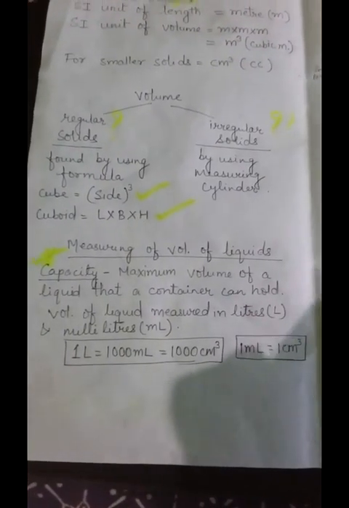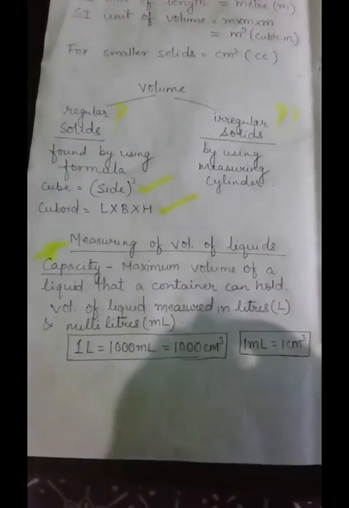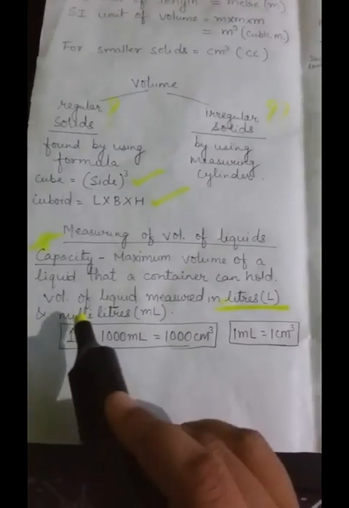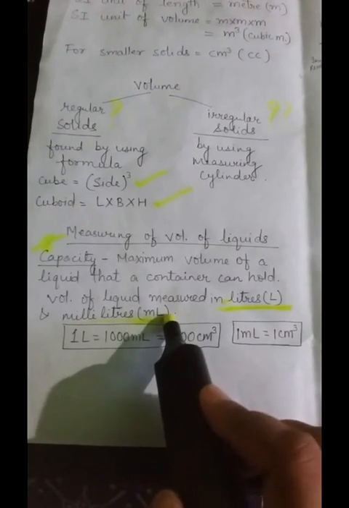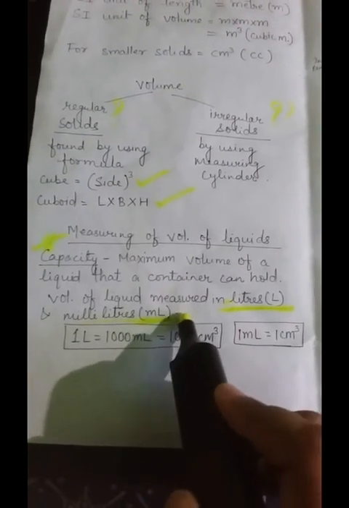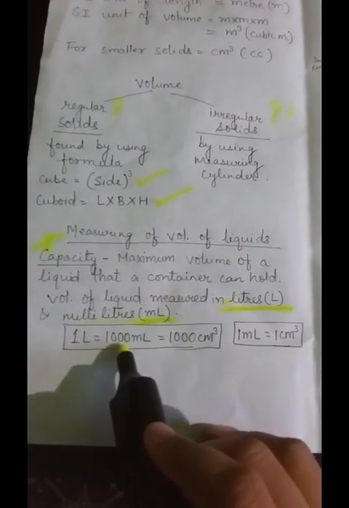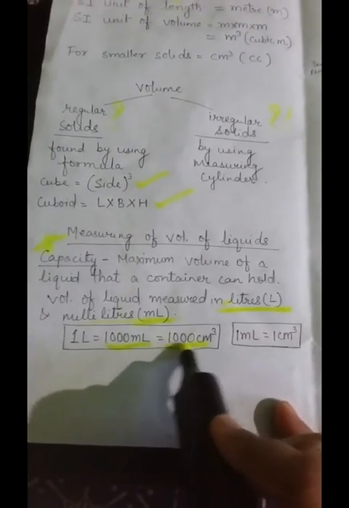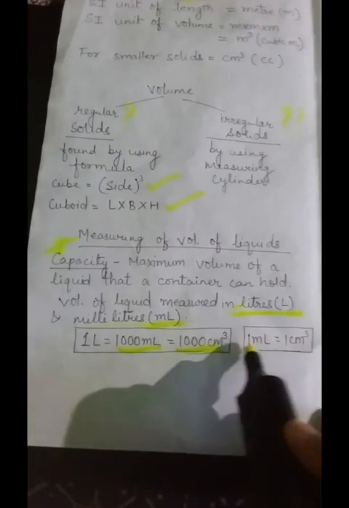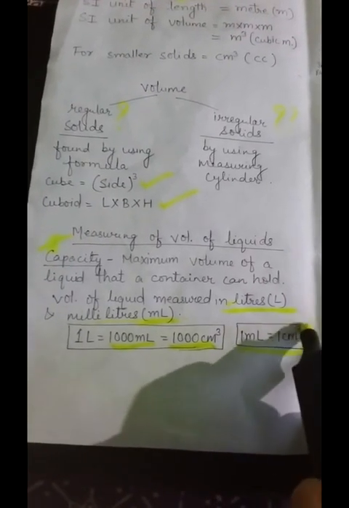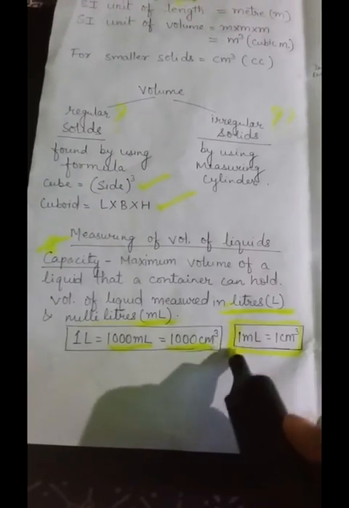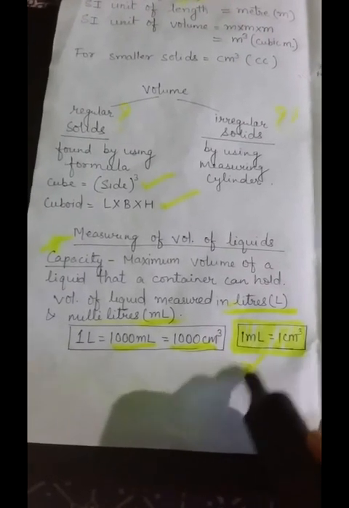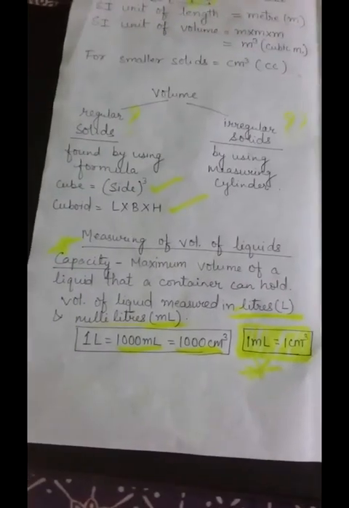The volume of liquid is measured in liters, that is capital L, and milliliters, that is small m and capital L, ml. 1 liter is equal to 1000 milliliter, which is equivalent to 1000 centimeter cube, which implies the relationship 1 milliliter is equal to 1 centimeter cube, which is very important for solving numericals.